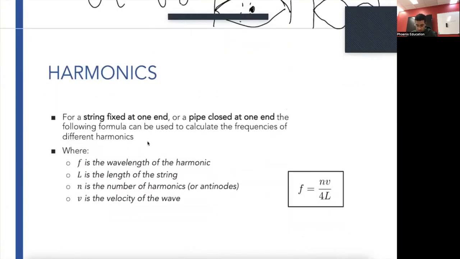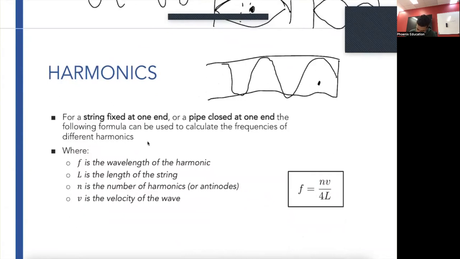So for a string fixed at one end or a pipe closed at one end, so what this means is if you have one end over here and it's an open end over here and you're shaking this rope, a standing wave, sorry, this is a really bad example. So we'll just do a pipe example. If you have a pipe like this, it's open at one end, right? So a standing wave formed looks something like this. Okay? I really can't draw.